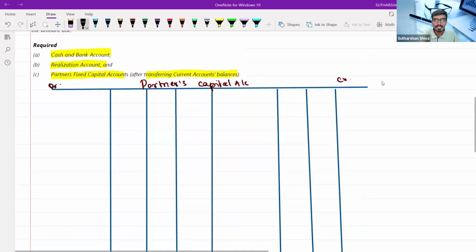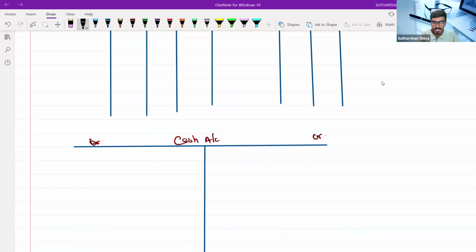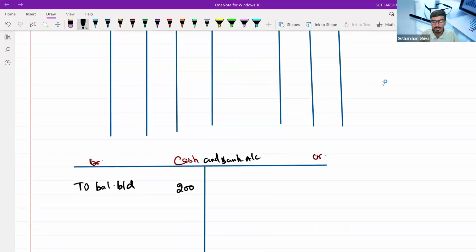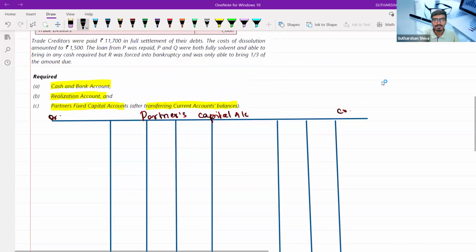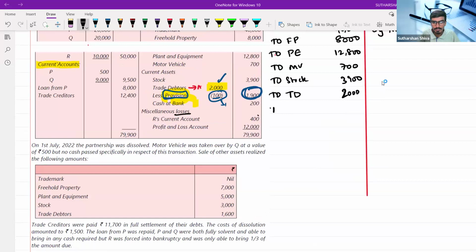Next, cash at bank is there. So here I will write cash and bank account. I will also prepare the cash and bank account. On the debit side, what is the value? Cash value 200. We'll put 200. Next, miscellaneous losses of 400 lie on R's current account. P and Q on the credit side, R's account on the debit side.